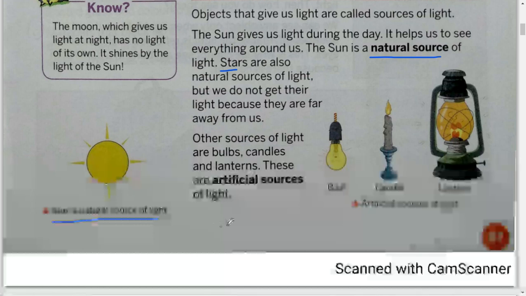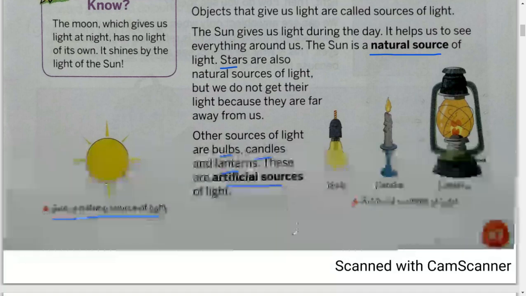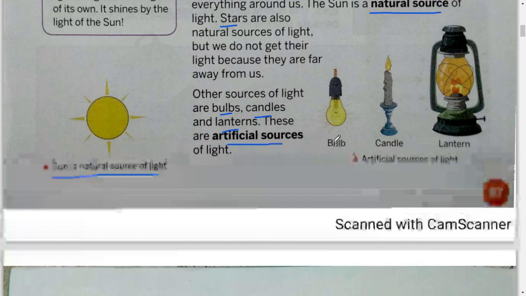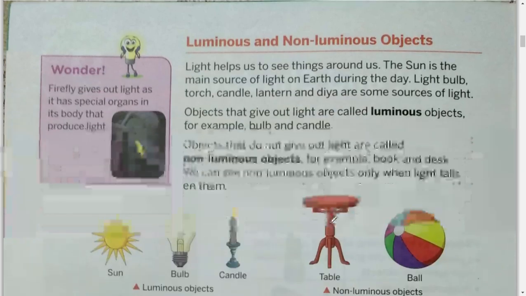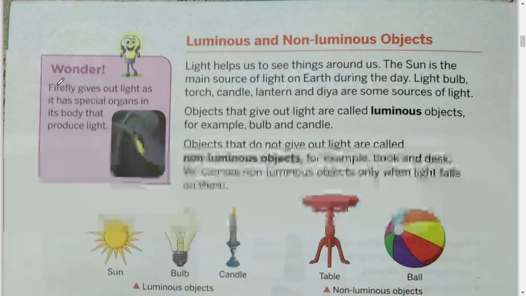Other sources of light are bulbs, candles, and lanterns. These are artificial sources of light. Bulb, candle, lantern. Artificial sources of light. Wonder, a firefly gives out light as it has special organs in its body that produce light.